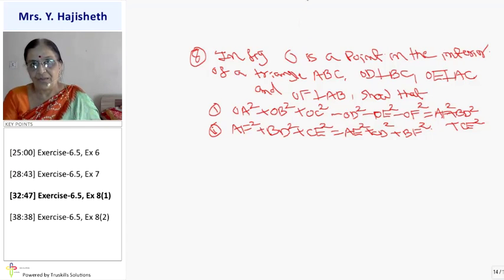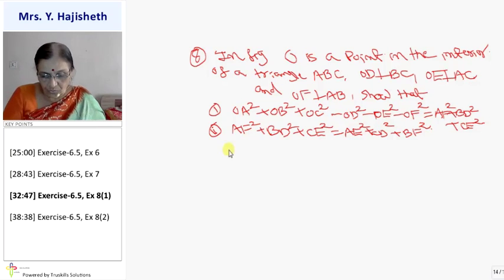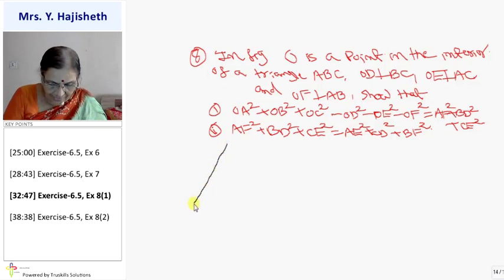Clear? Now what to do? First I draw triangle ABC, okay?